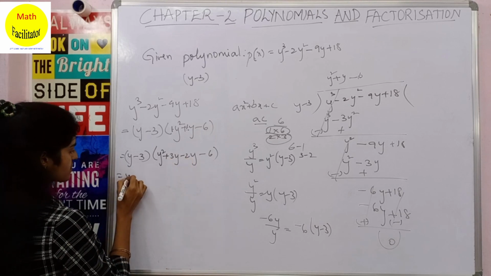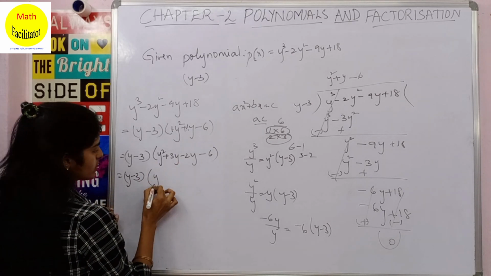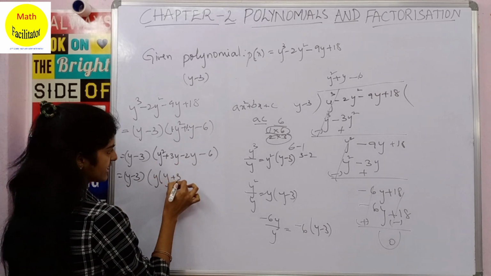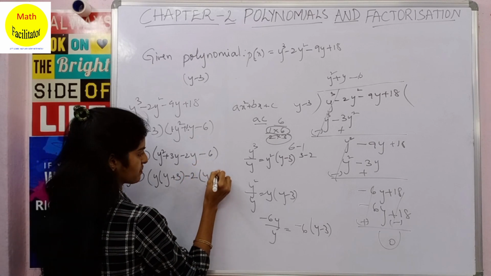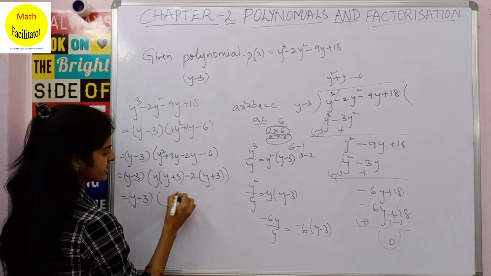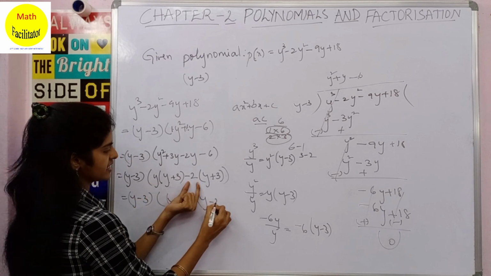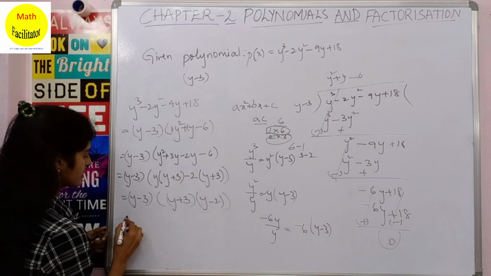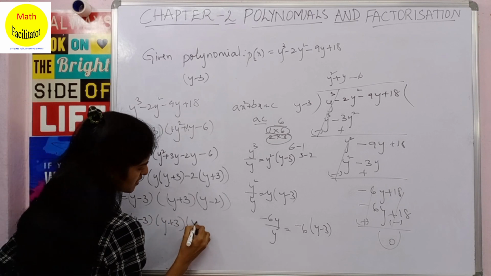Now it is y minus 3 into, from these two terms you can take y common, so taking y common you have y plus 3, and from minus 2y minus 6 you can take minus 2 common, so you will have y plus 3. So this is y minus 3 into, y plus 3 is common, so taking it common you have y minus 2. Now the factors are y minus 3, y plus 3 and y minus 2.